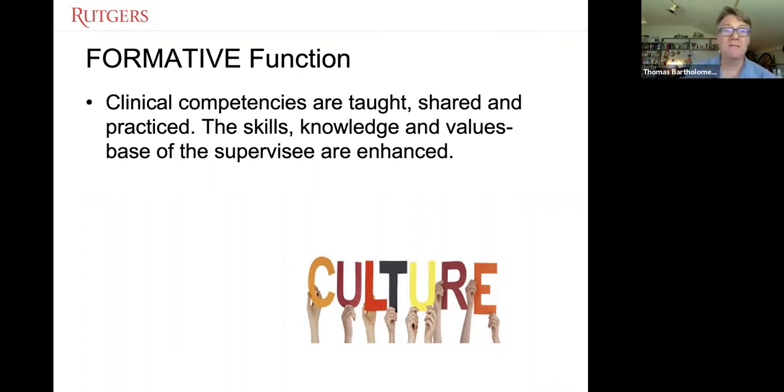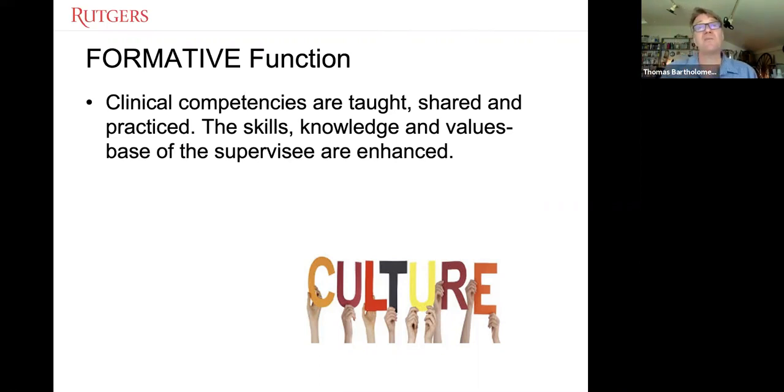All right, let's jump to the second function, the formative function. If you think of formative, you can think of forming new skills. The formation of a new way of doing things can be taking on a new clinical practice or brushing up on a practice we've been doing for a long time. So the formative function is all about clinical competencies. It's where they're taught, shared, practiced. The skills, knowledge, and values of the supervisee are enhanced.